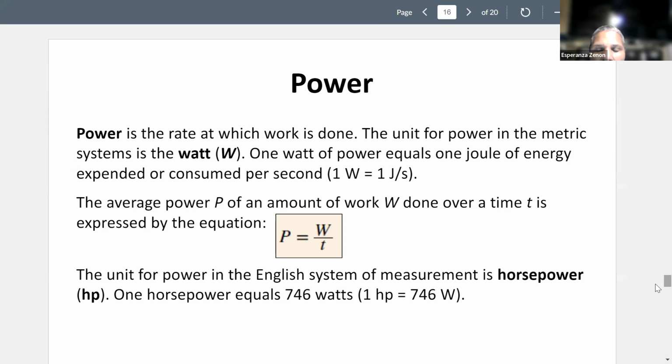Okay, and then there's a relationship between the English system and the metric system. 1 horsepower, which is the English system, right? You know, like you hear Hemi engine, for example, horsepowers or horses. So 1 horsepower is 746 watts.